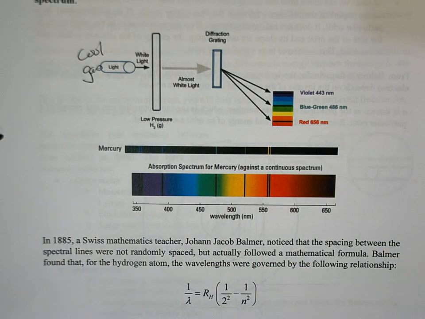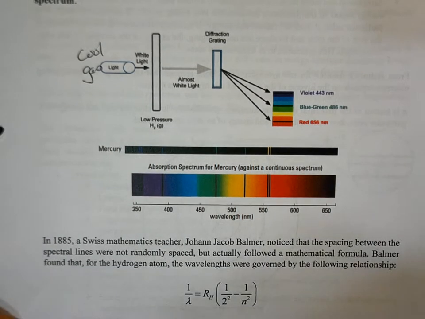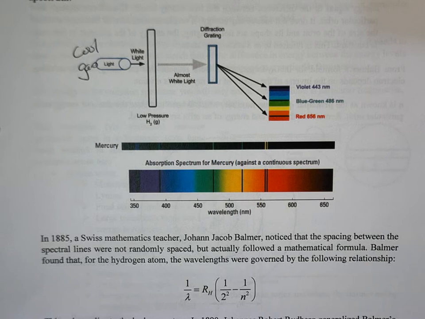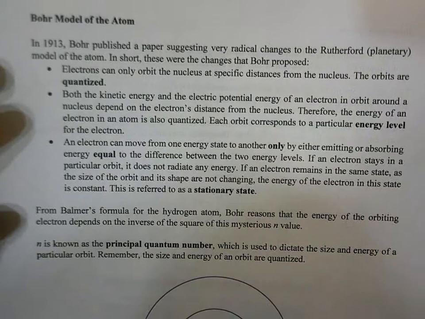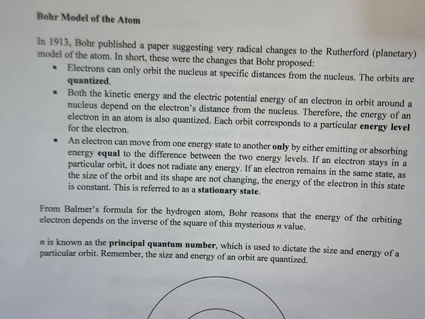So the emission line spectra and the absorption line spectra tell you the exact same information. They just present it in slightly different ways. So that is just something to be aware of. This is going to lead us into Bohr's model of the atom. We want to see how he ended up correcting Rutherford's model.